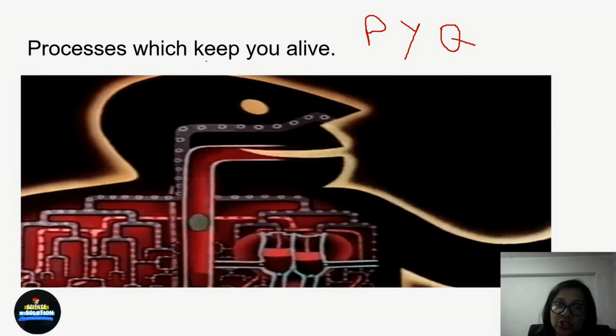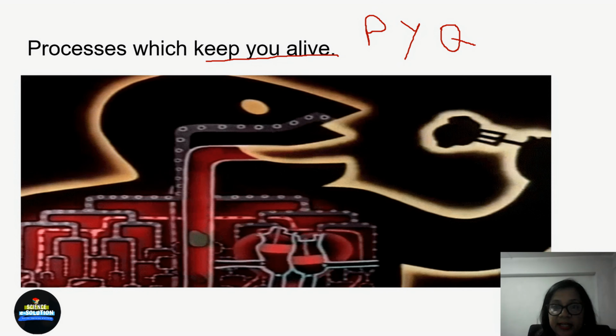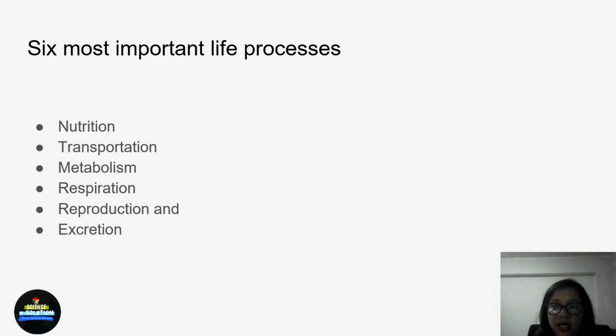So processes which keep you alive are called the life processes. There are 6 most important life processes. If it comes in the exam, what are the different life processes? Among these, there are the 6 most important ones. The first one is nutrition. Nutrition means how digestion occurs in your body: how we take in food, it is digested, it is absorbed. All that process comes under nutrition, which is the most important life process.